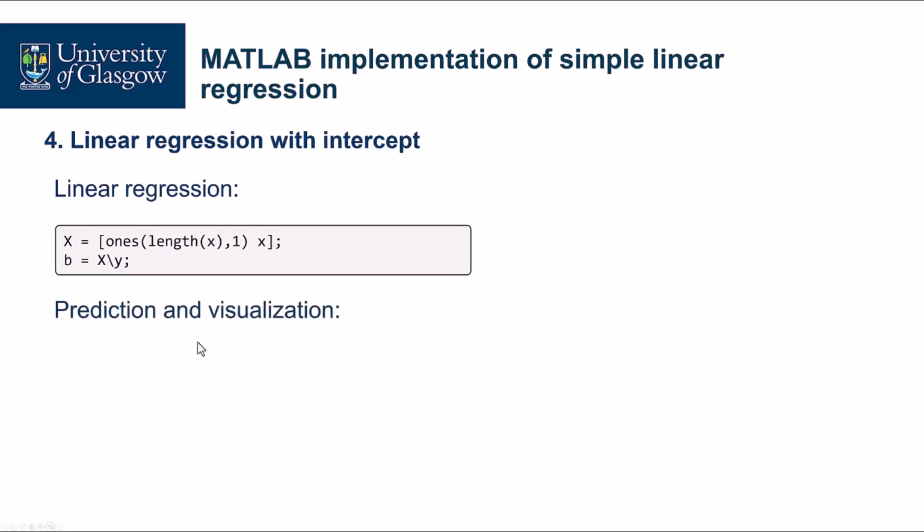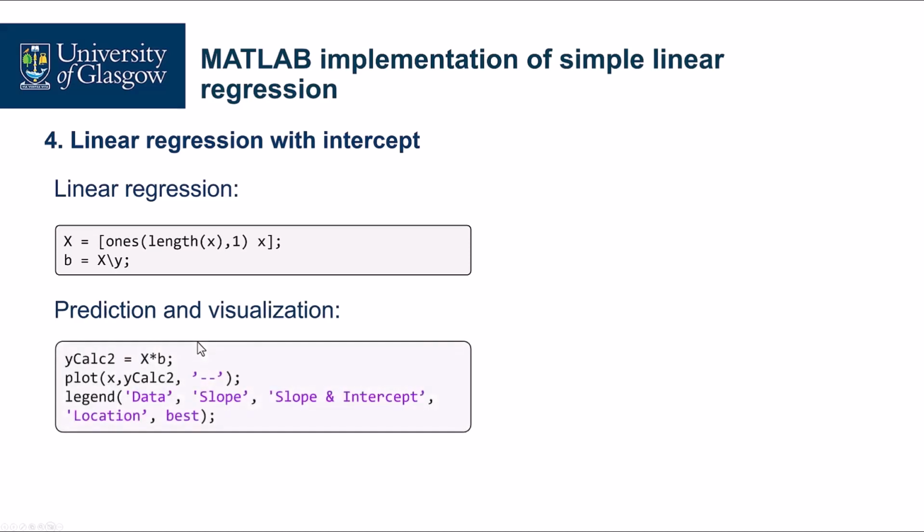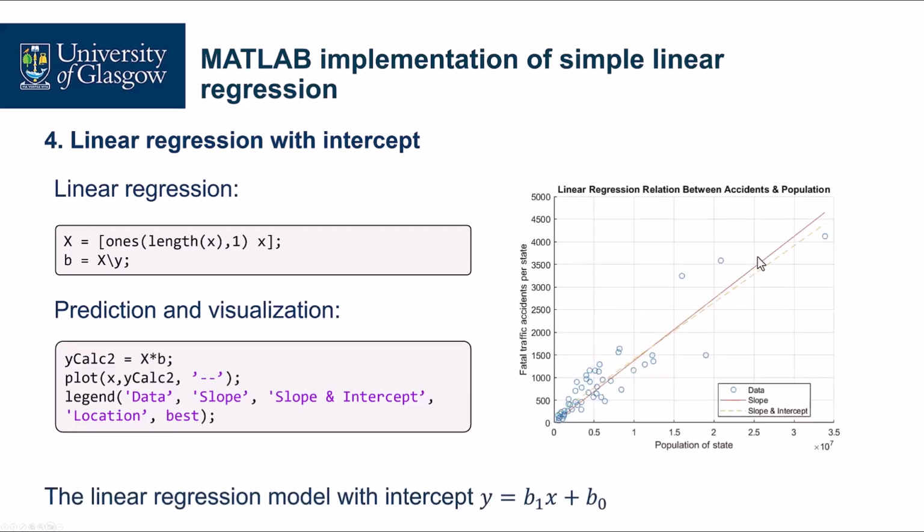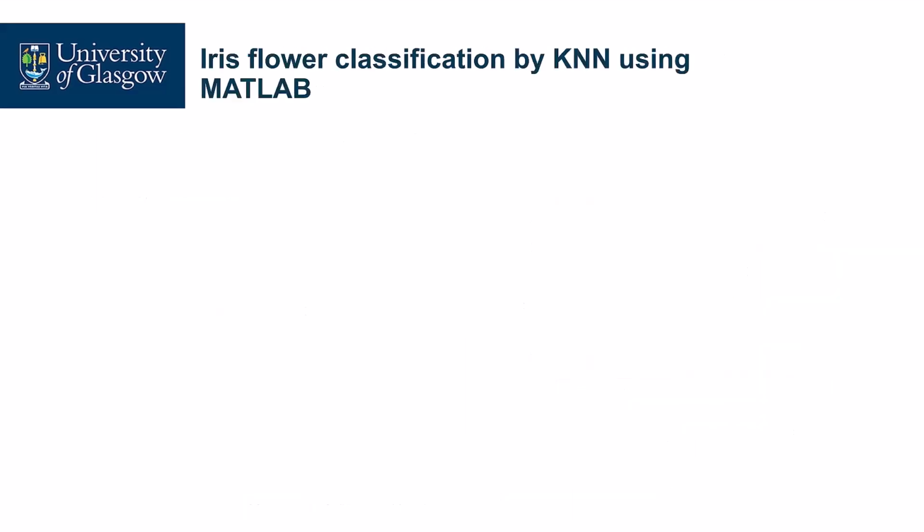So we can see the prediction and visualization. We can calculate the Y, calculate 2, X multiply b, then we can compare with the previous one, as we can see here, right? So this one is the old one, this is the new one. One with intercept, this is with intercept, and this one without. So we can see this is a linear regression model considering the intercept.